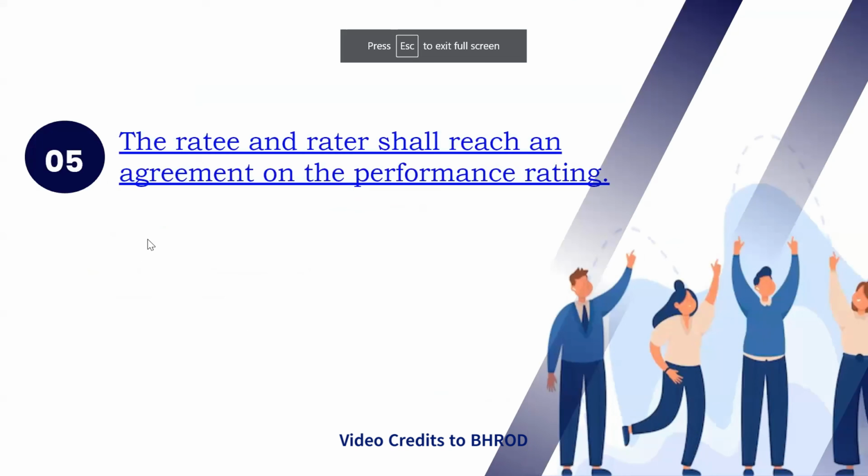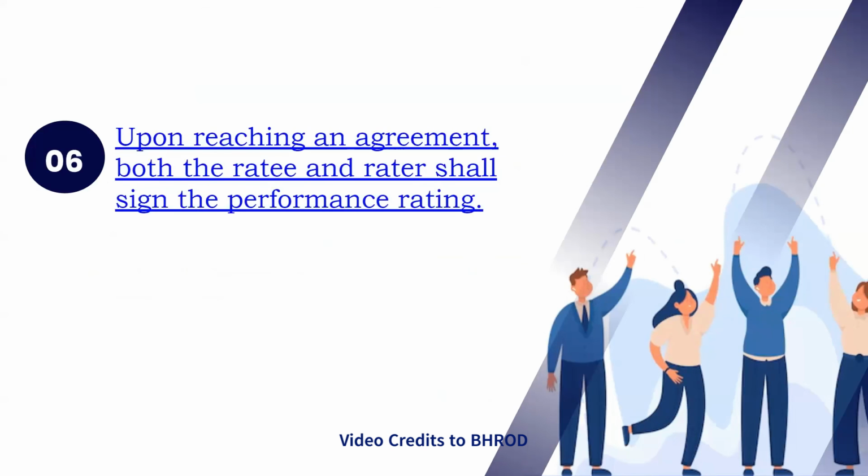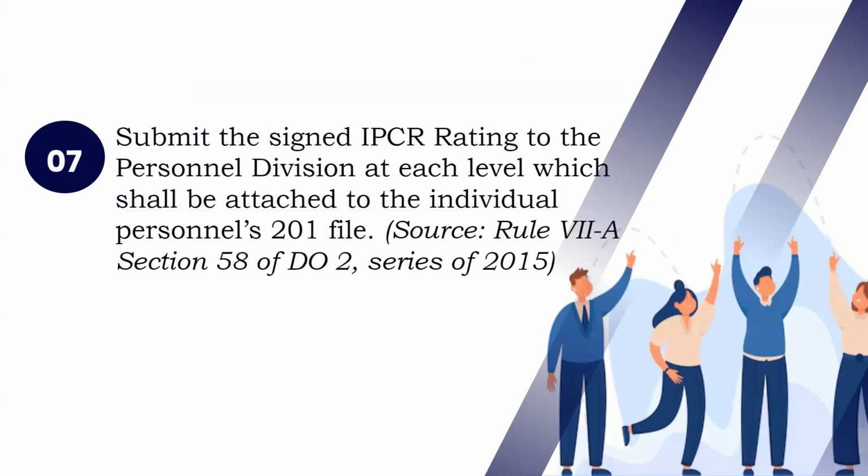So the next step, the ratee and rater shall reach an agreement on the performance rating. Upon reaching an agreement, both the ratee and rater shall sign the performance rating and submit the signed IPCR to the personnel division at each level, which will be attached to the individual personnel file, according to Rule 7A, Section 58 of DO 2, Series of 2015.